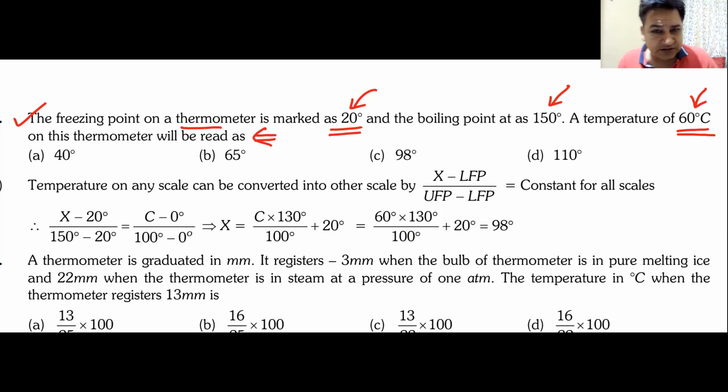Any question that comes on the thermometer scale is sometimes given in a different language. If it is given in a different language, it might be like this: a faulty thermometer. A thermometer has gone faulty. A faulty thermometer reads 20 degrees Celsius as the melting point. This faulty thermometer reads 150 degrees Celsius as the boiling point. What will it read when the temperature is 60 degrees Celsius?